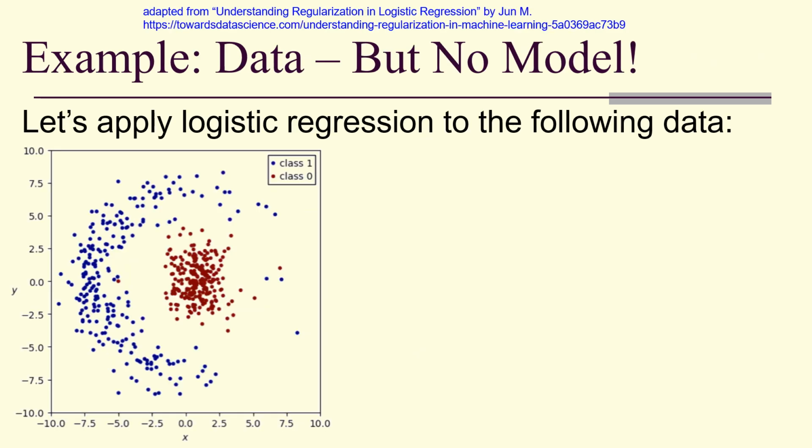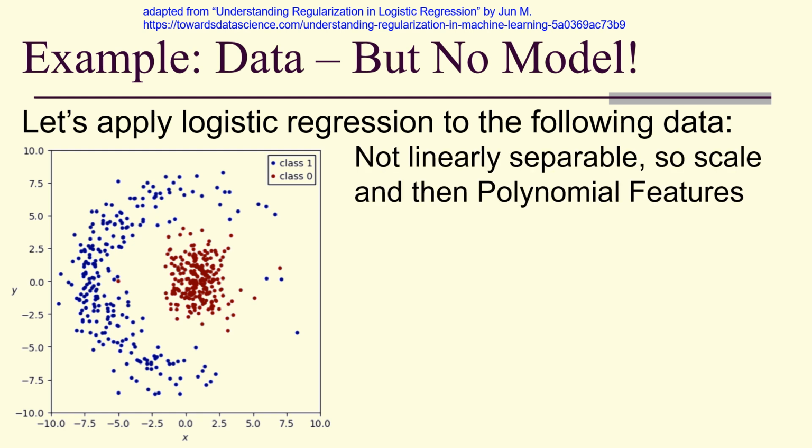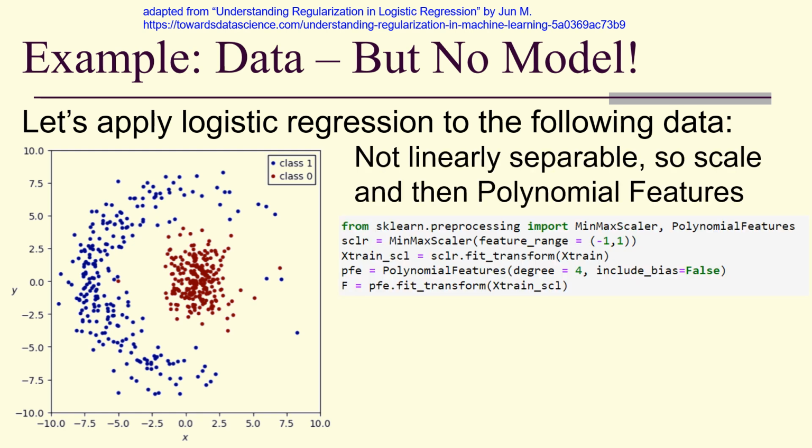So here is our example. We're going to look at the following data. Two classes. Class 1 is this outer rim, and then this internal core is class 0. And you can see that it's not only not linearly separable, it's got a little bit of mixing there. It's in this nonlinear margin. So we're going to scale and use polynomial features.